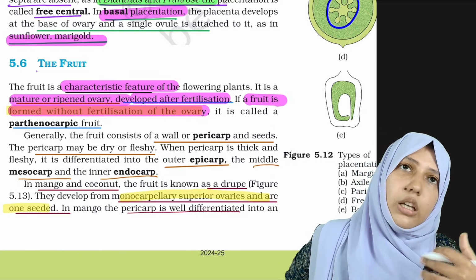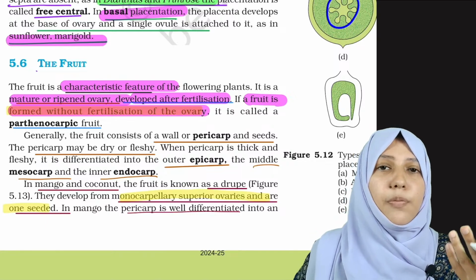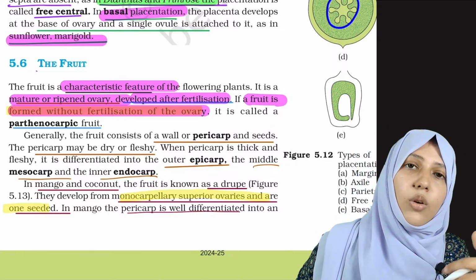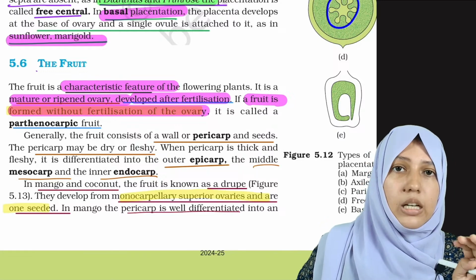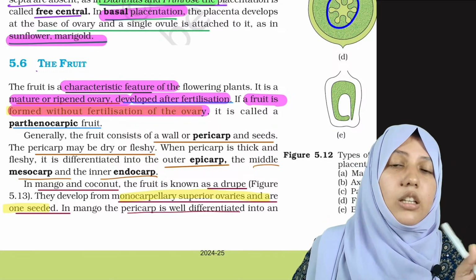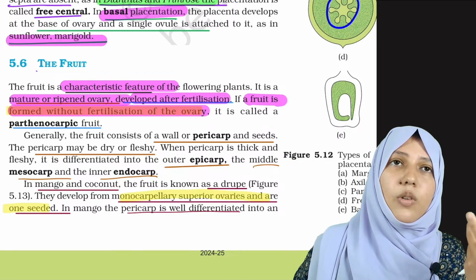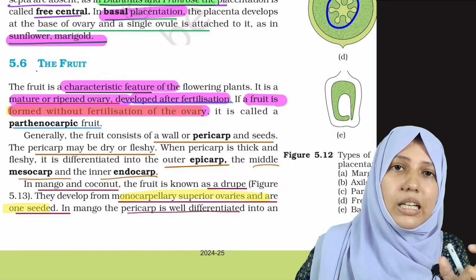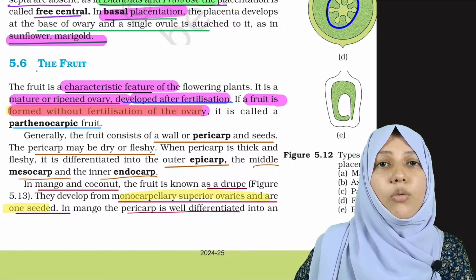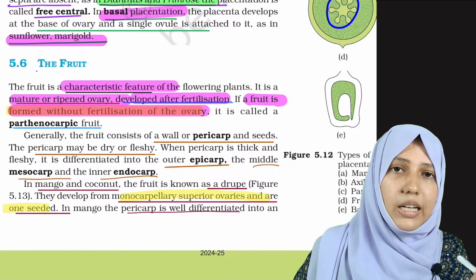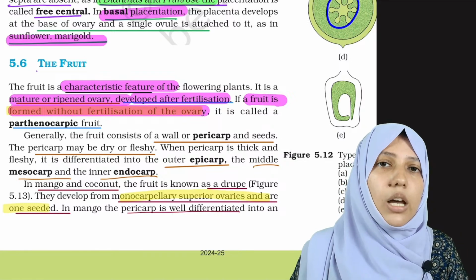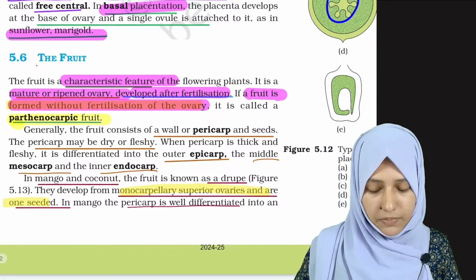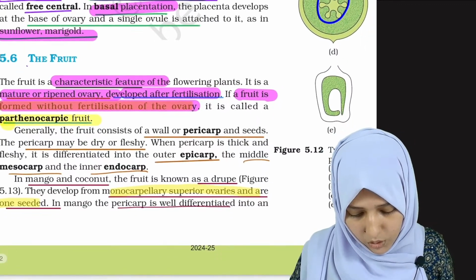Now in the market there are so many types of parthenocarpic fruits, which means the fruits which are formed without fertilization. Clear? If they are formed without fertilization, there won't be seeds. That's where we hear seedless grapes and other seedless fruits. They are formed without fertilization, so they are known as parthenocarpic fruits. Clear? Okay.